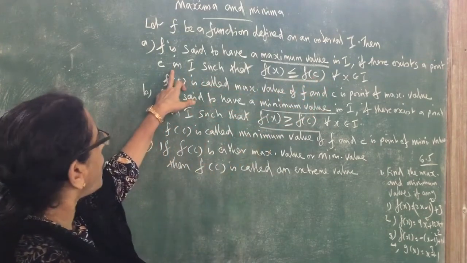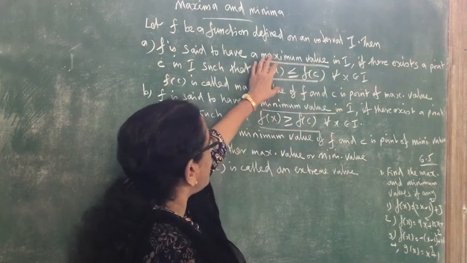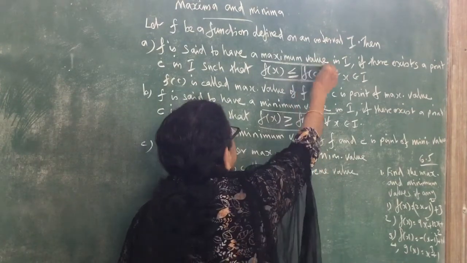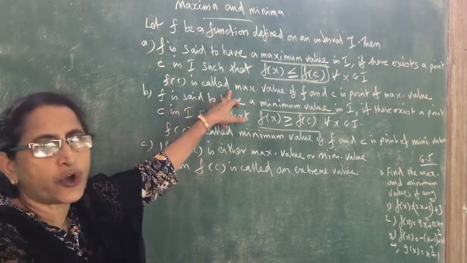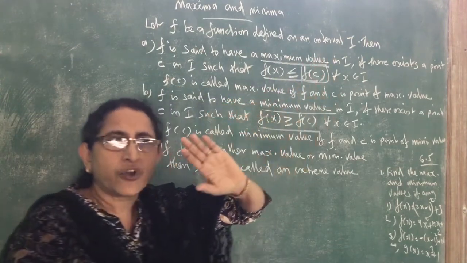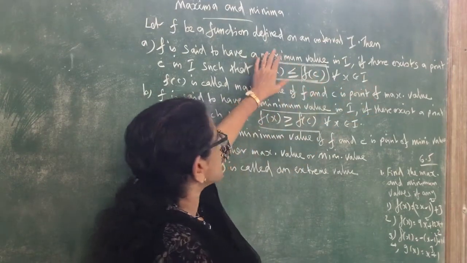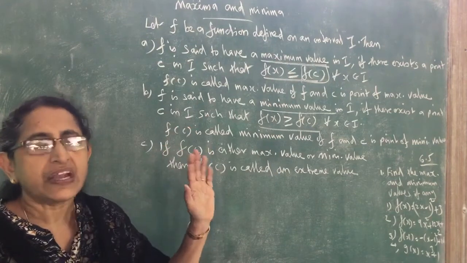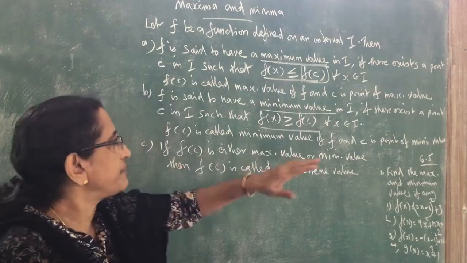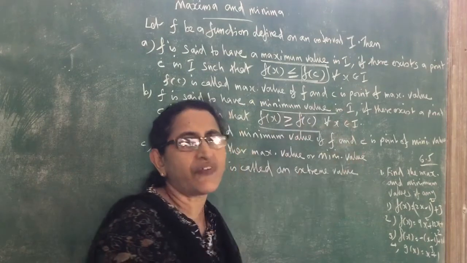So c is a point in the interval I. Then for every x belongs to the interval, f of x will be less than or equal to f of c. So this number, f of c, is called the maximum value of the function, because for every real number x in the interval I, f of x is less than or equal to f of c. And c is the point of maximum value.